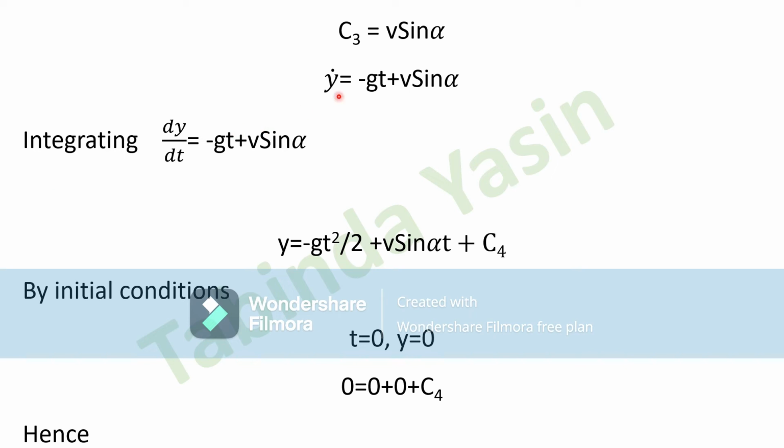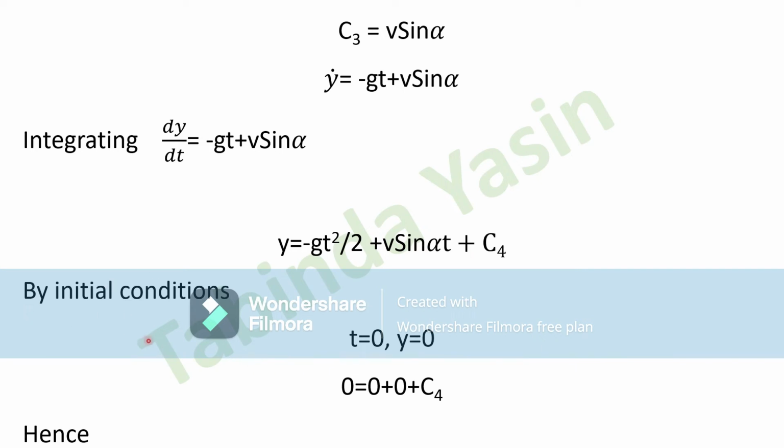So again y dot is equal to dy over dt. Substituting that value, dy over dt is equal to minus gt plus v sin alpha, and integrating it, taking dt on the right hand side, we get y is equal to minus gt square over 2 plus v sin alpha t plus c4.